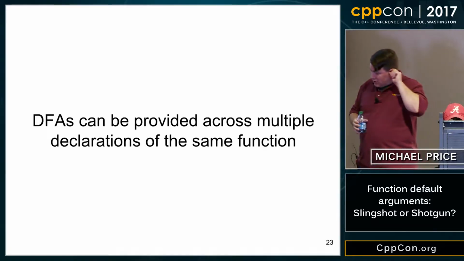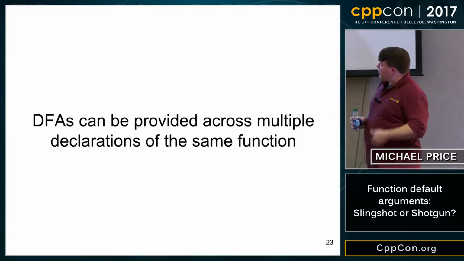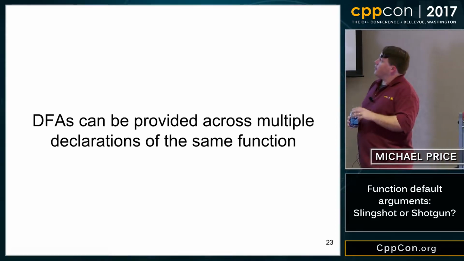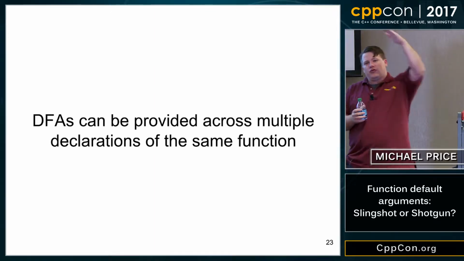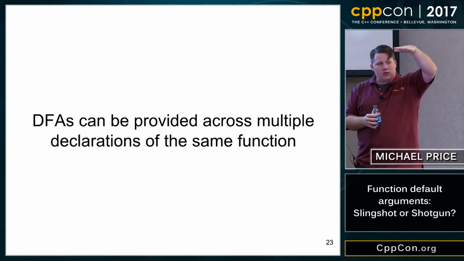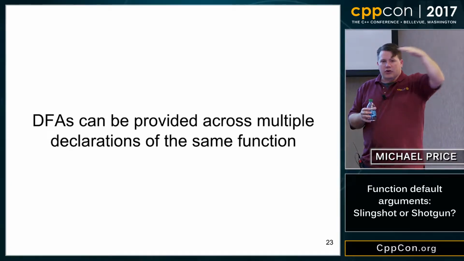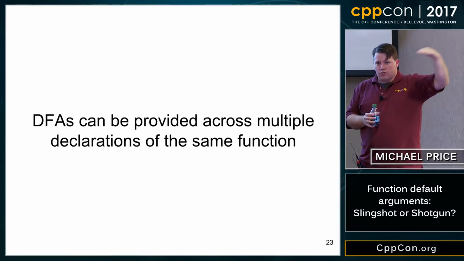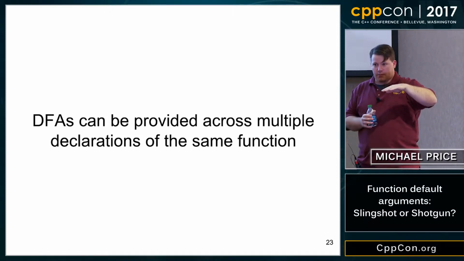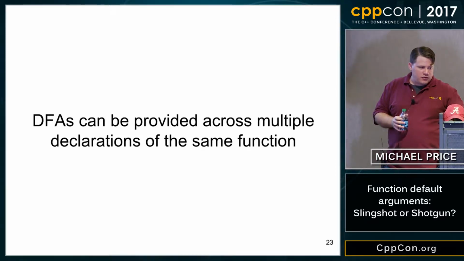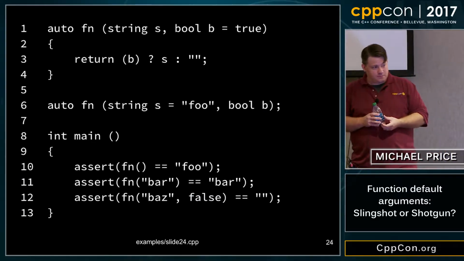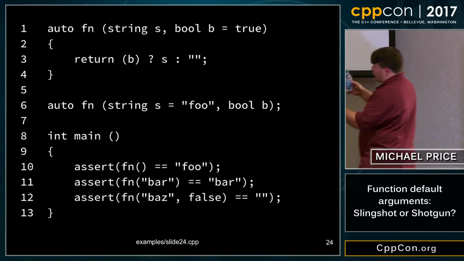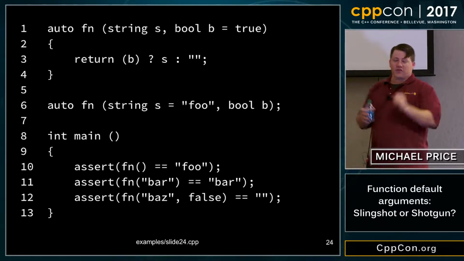Okay, so that's one step of complication. It gets more complex. Default function arguments can be provided across multiple declarations of the same function. So if you have two declarations of a function, how can you tell that they're declaring the same thing? There are rules that state what is equivalent, like how functions are equivalent, right? And the default arguments do not play into the rules about whether something is equivalent or not, right? It's all about the signature. In other words, the default arguments are not a part of the signature of the function.